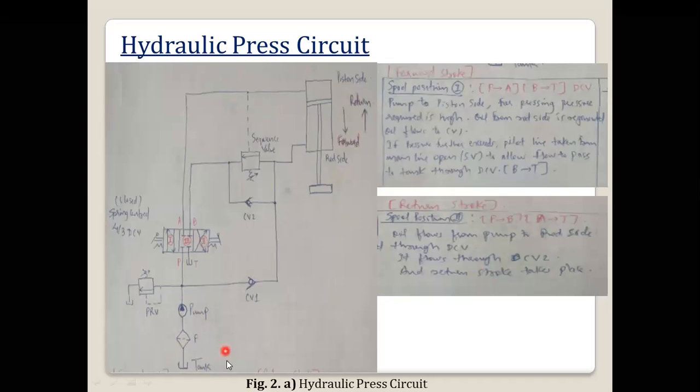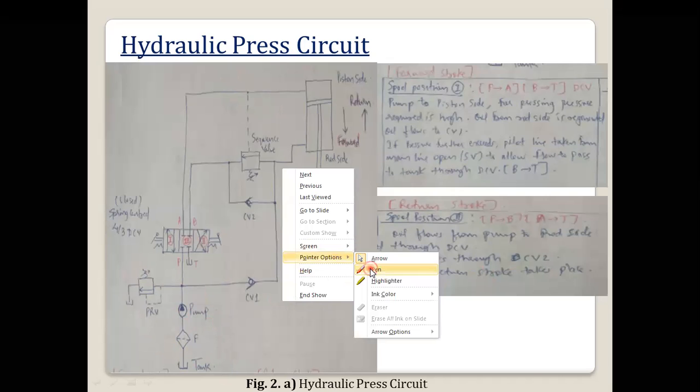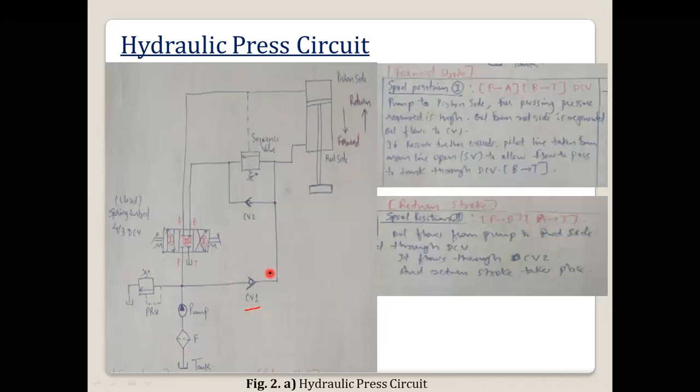Again here the basic components are the tank, filter, pump, then pressure relief valve. These combined we can call the power pack unit. Here you can see one check valve, this is check valve 1. Then we have one more check valve, this is check valve 2. Then we have a 4x3 DCV, which is closed center, spring centered and manually operated. The center position is closed.